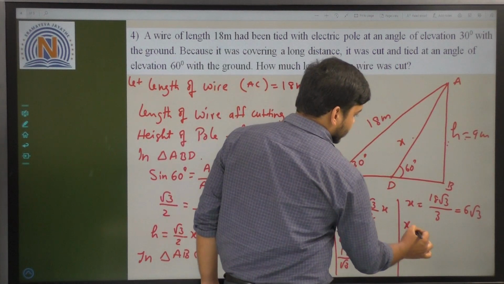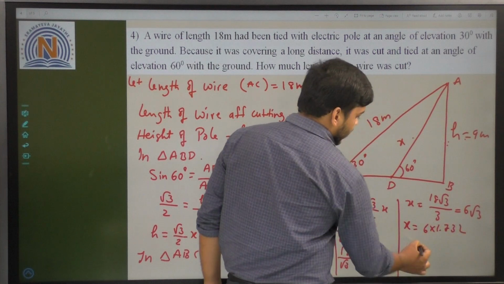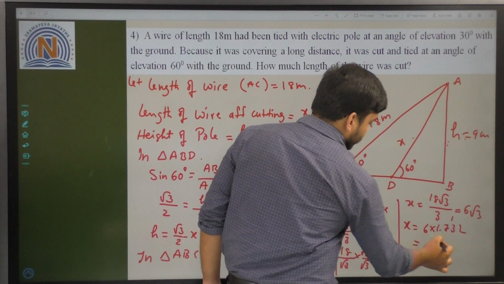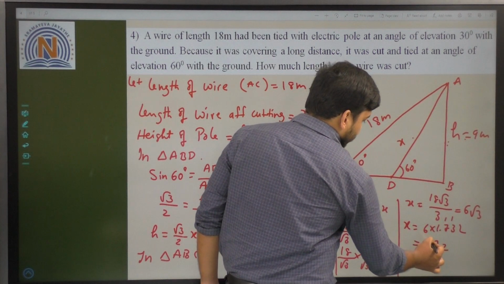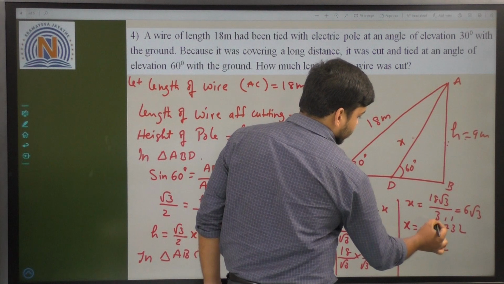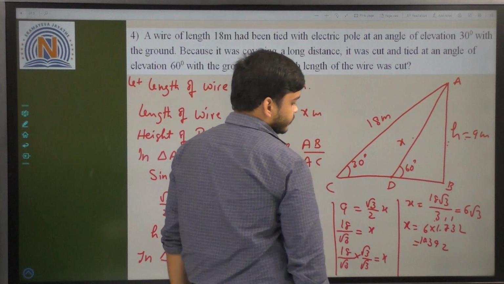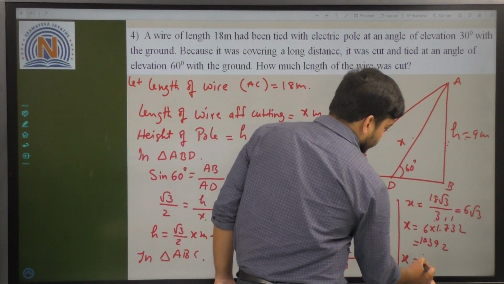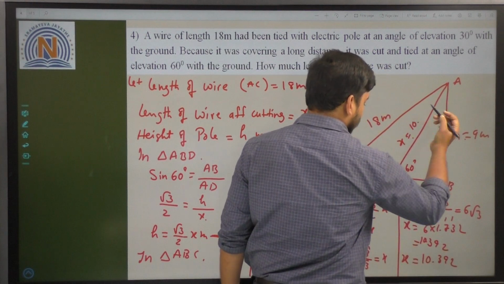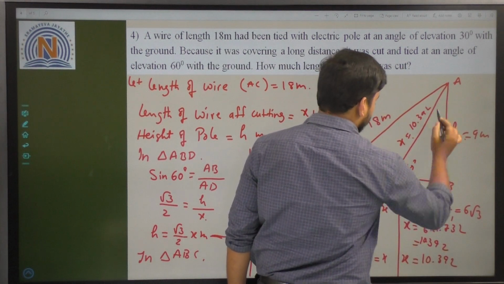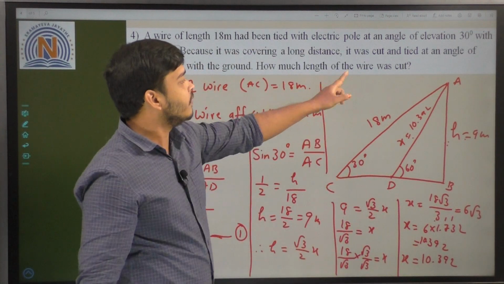So X is equal to 6 into 1.732, that is the root 3 value, so X is equal to 10.392. Here the X value is 10.392, right?